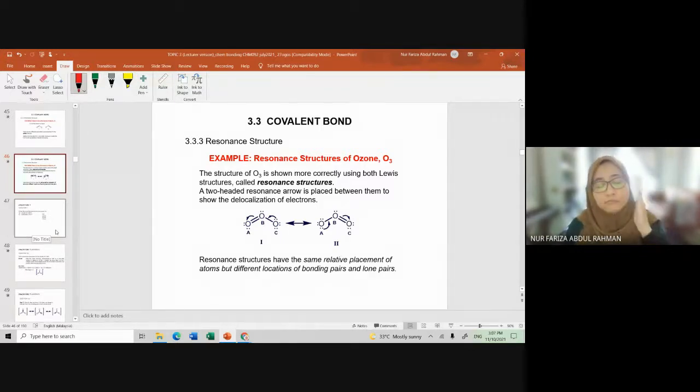Whatever it is, please make sure that your Lewis structure is complete first. You have to go through all the steps, the calculation step, the distribution of electrons, and then make sure that each of the atoms in the molecule is octet. If that is done, then only you proceed with the resonance structure. You do not simply have your resonance structure without having your Lewis structure correct.